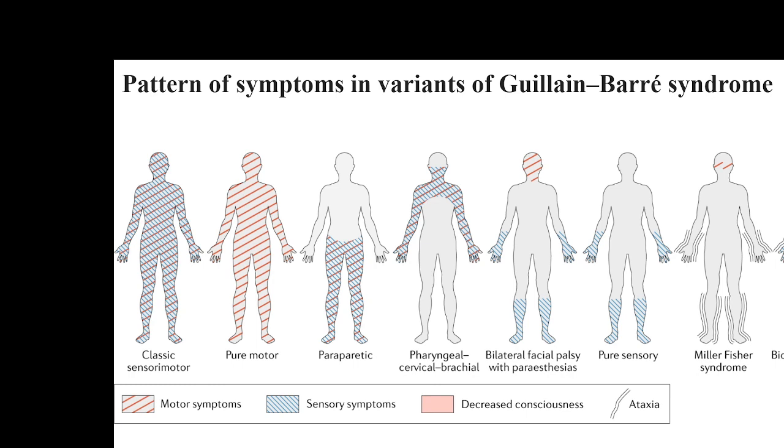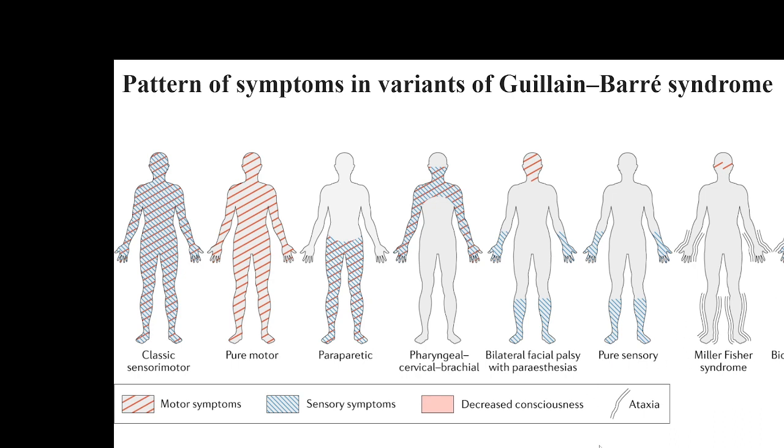Now, to make the diagnosis of Guillain-Barré syndrome easier, the patterns of distribution of the motor symptoms and sensory symptoms which could be seen are now presented as a graphical display which can help you make out the diagnosis. The motor symptoms are presented with the reddish lines, sensory symptoms with the bluish lines, and decreased consciousness only in a few of the patients. Ataxia or altered gait may be seen in these patients.